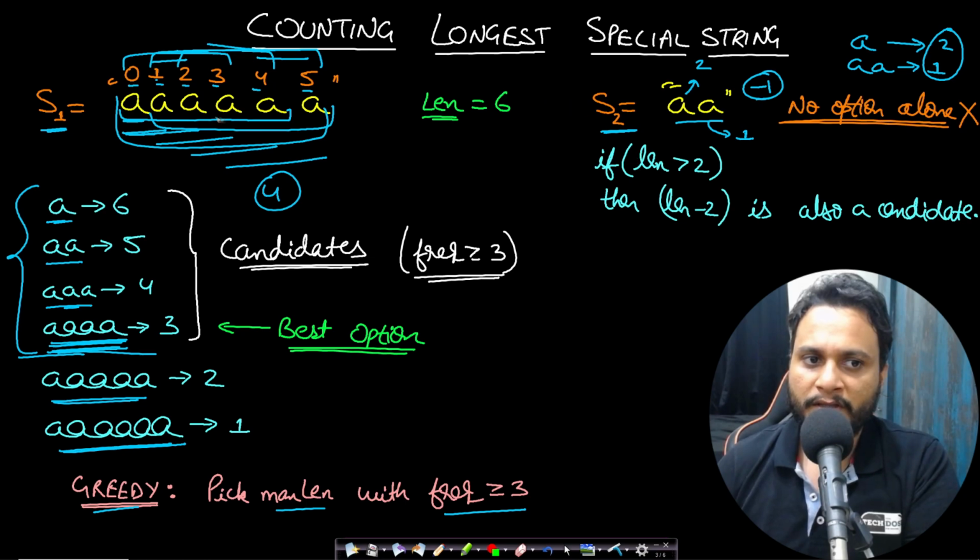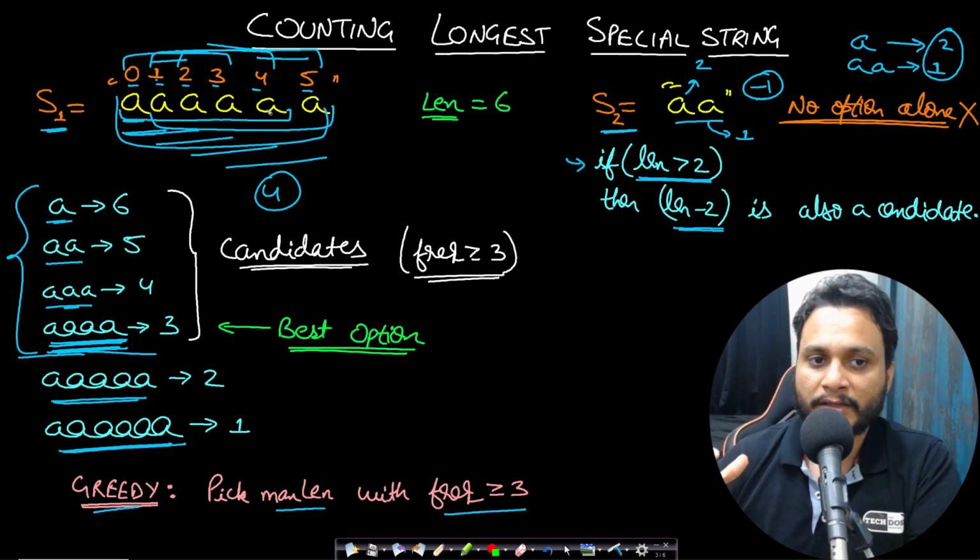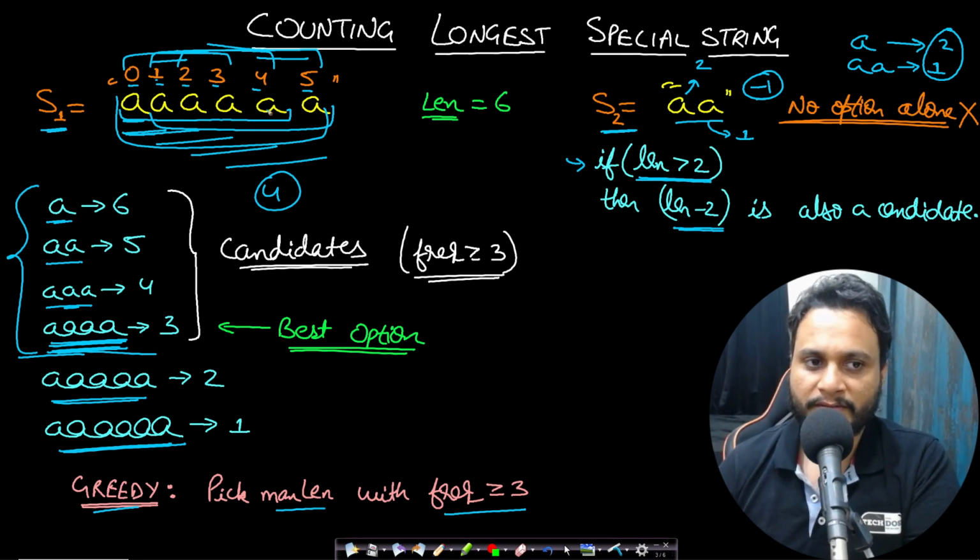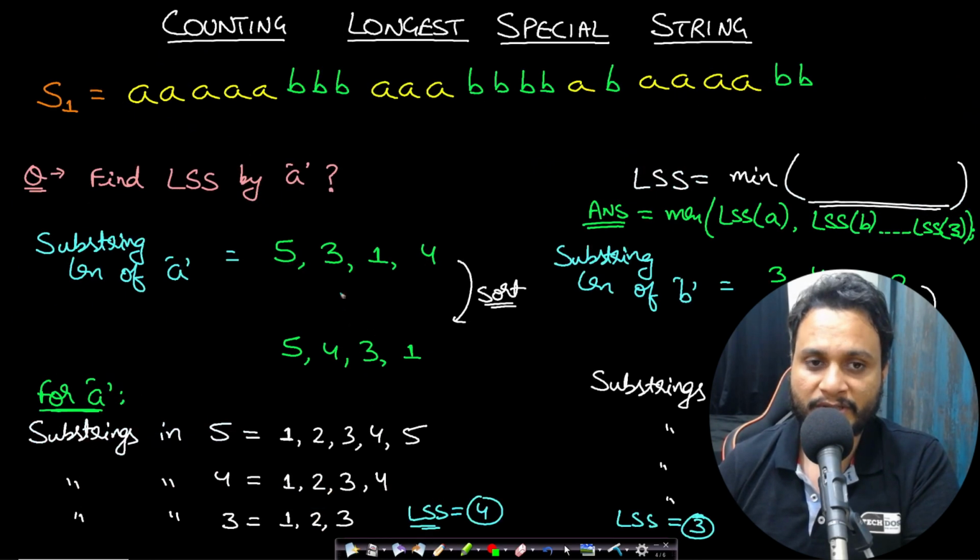So if all the characters are same, that means if you have a special string and the length of the special string happens to be greater than 2, then length minus 2 is also a candidate if you do not consider the other substrings present elsewhere. Like if you had all A's here which is of length 6, then 6 minus 2, that means 4, will be the most viable option. So I hope you have understood for just one special string.